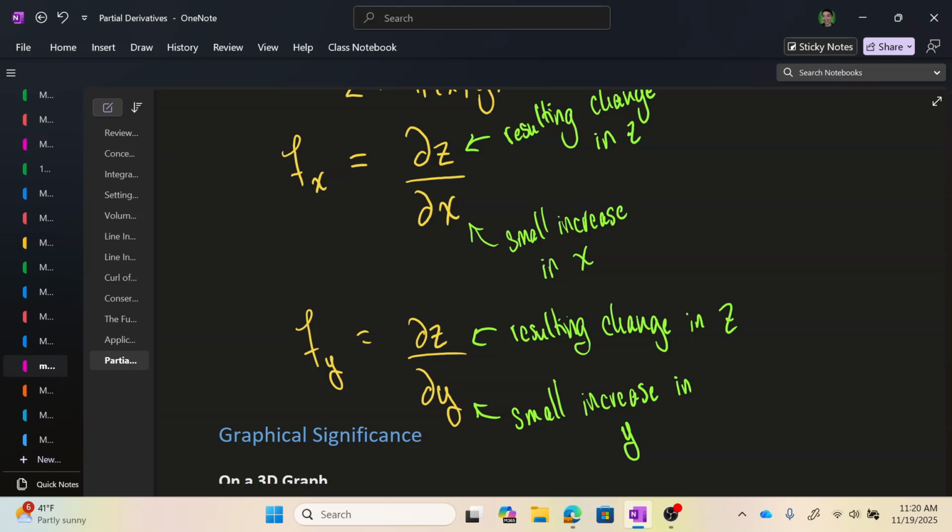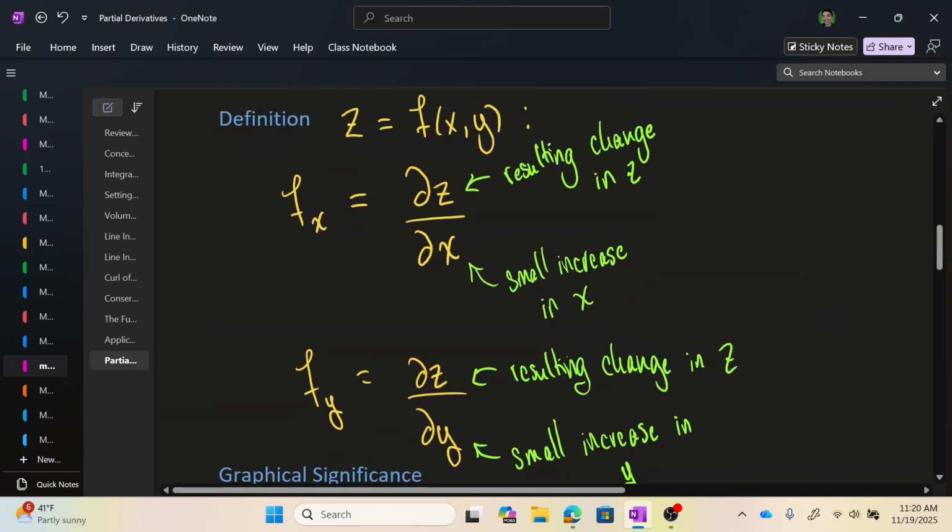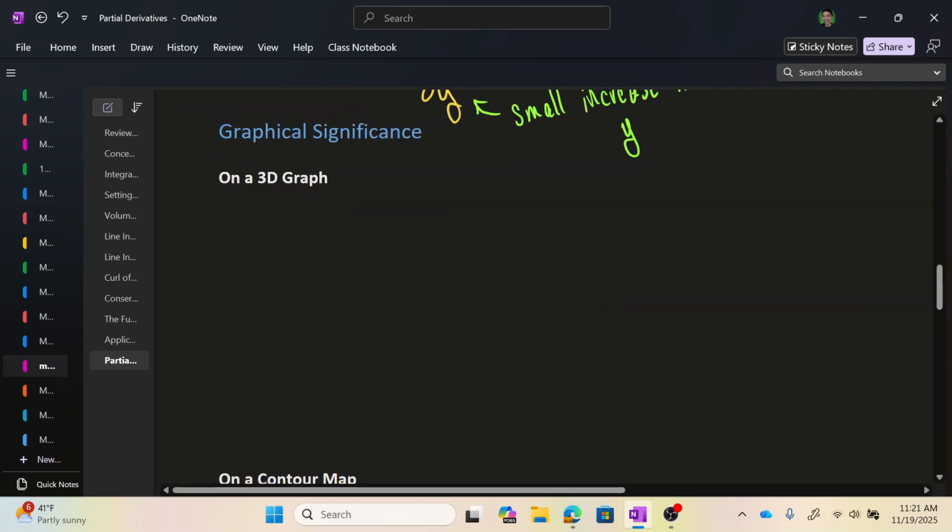So here are the definitions of the two partial derivatives for a function of two input variables. And you can imagine perhaps that a similar definition would apply if you were dealing with a function that had three input variables, or four input variables, or five input variables. So now let's think a little bit about the graphical significance of the derivative for a function of two input variables.